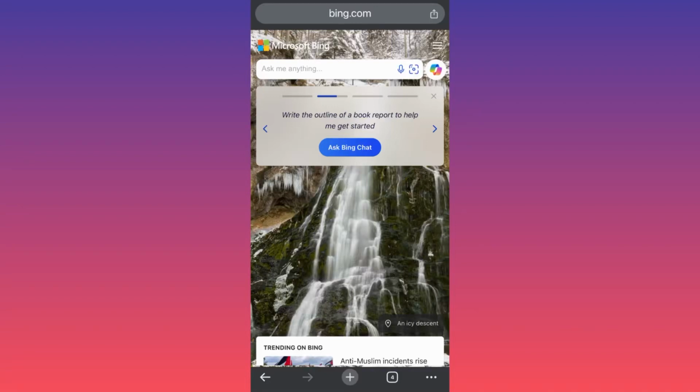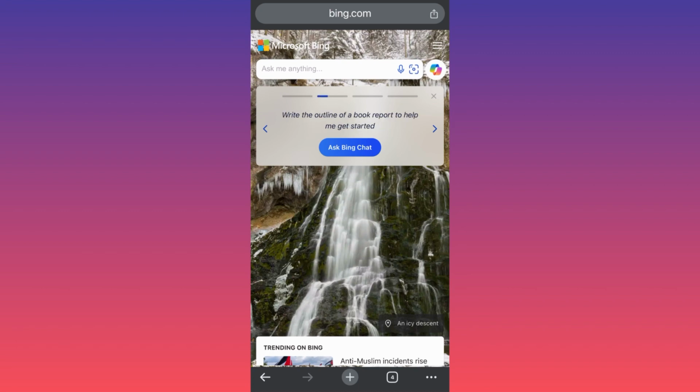Hi guys, in today's video I'm going to show you how you should use the Copilot AI assistant from Bing AI. Okay, very important. Copilot is working differently than Bard AI or ChatGPT. They're working differently because they're good for different things.